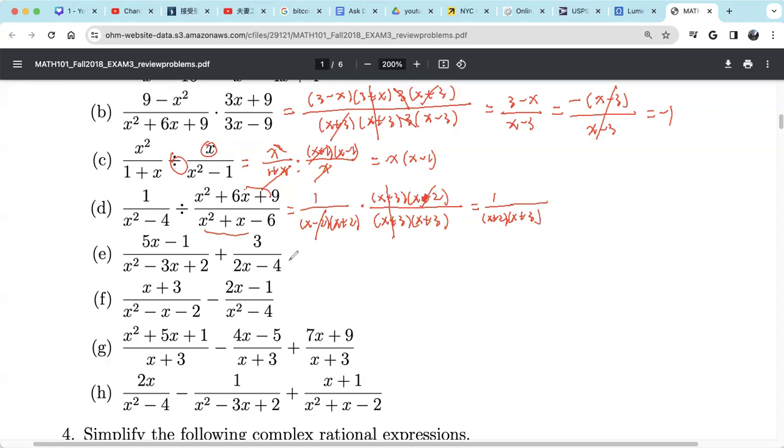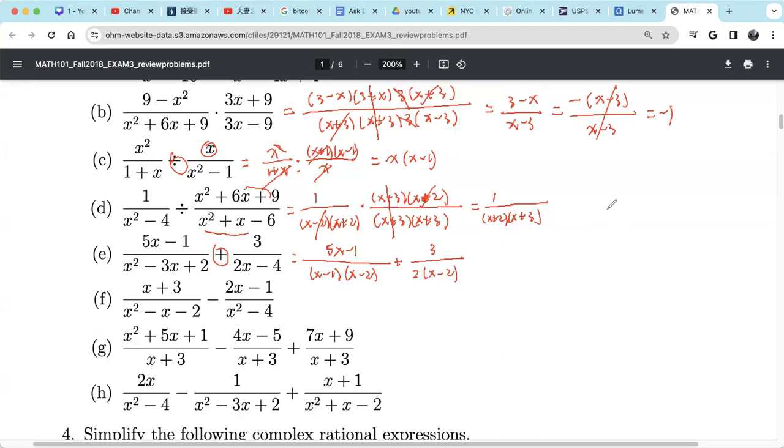Okay, that's D. E is addition. Well, with addition, we need a common denominator, right? So let's just factor out first. The numerator is 5x minus 1. The denominator we can factor out as x minus 1 and x minus 2. Plus, numerator is 3. Denominator we can factor out 2, so we have 2 times x minus 2.